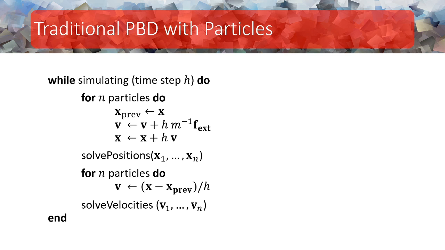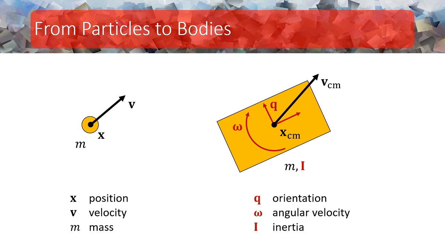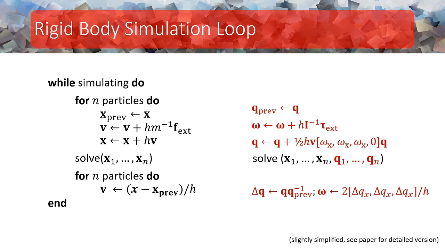So now let's see how we can extend this method to also handle rigid bodies. So far we only worked with particles. A particle has a position, a velocity, and a mass. We can see a rigid body as an extended particle. In addition to the particle, a body also has an orientation, which we store as a quaternion, an angular velocity, which is a vector, and an inertia tensor, which is a 3x3 matrix that can be pre-computed. It corresponds to the mass in rotational terms. Now we have to update these quantities as well. This can be achieved by a few lines of additional code. We also have to solve for both now the positions and the orientations of the bodies.